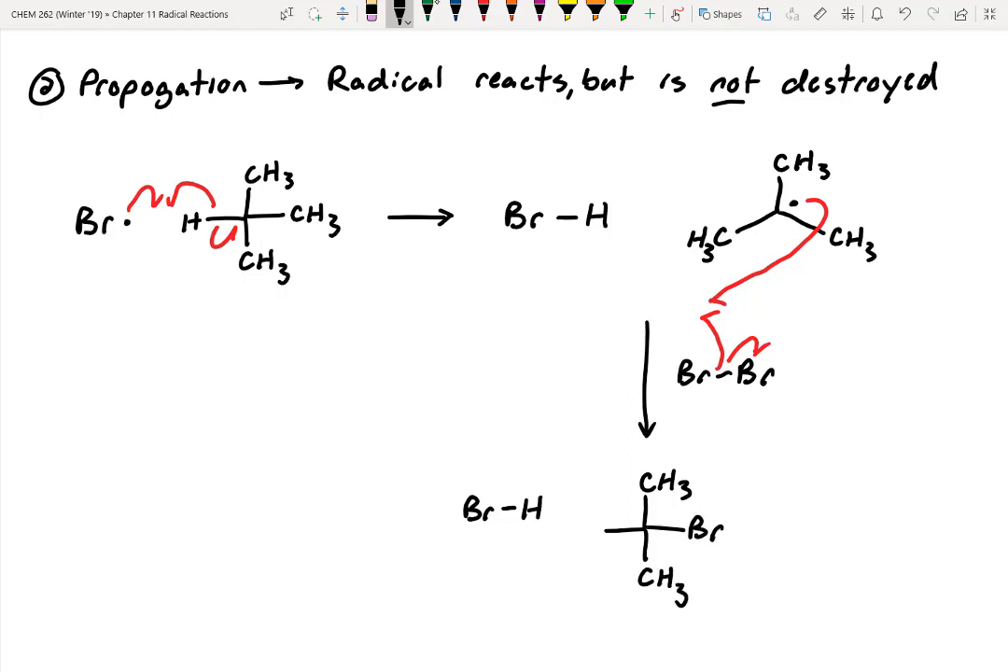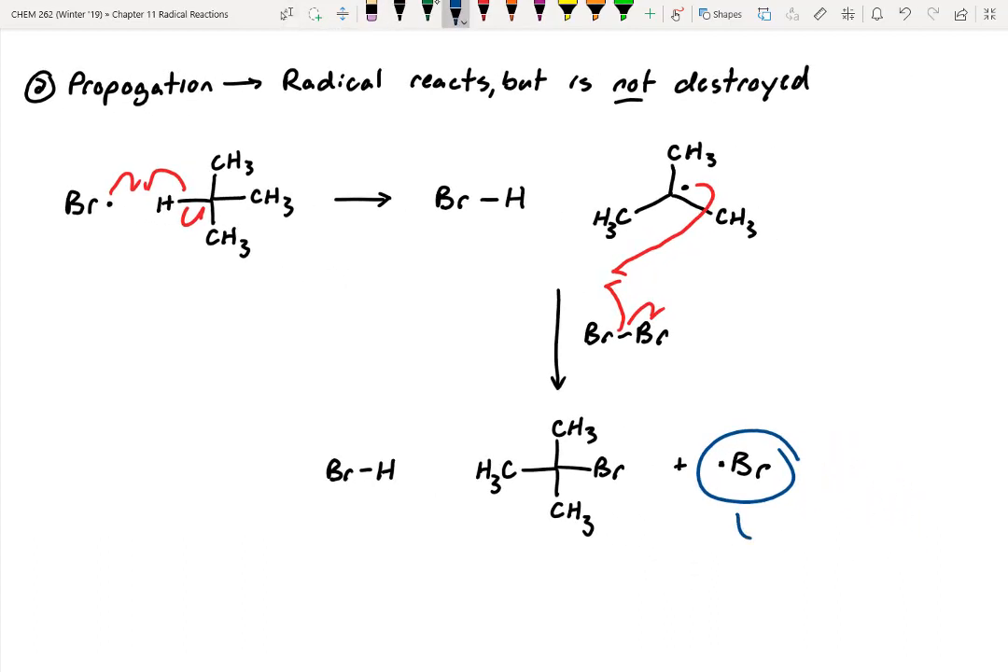We'll form a new covalent bond to our bromine, and we regenerated our radical. So that's an important step of propagation. This is really important because once you regenerate that bromine radical, it can find more of your organic starting material and continue this loop over and over and over again. That's why it's called propagation.